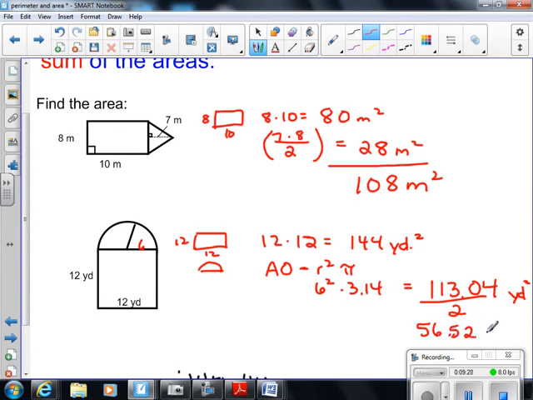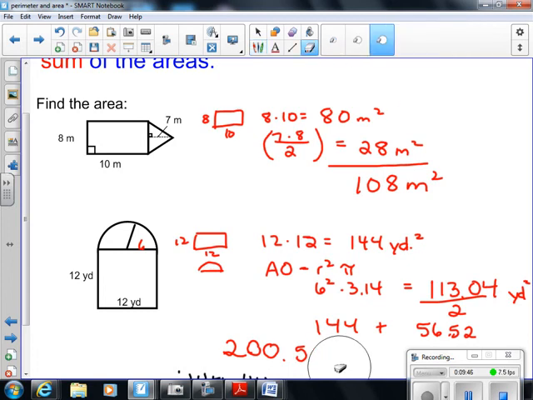Now what do I do? Right, combine them, and you get what? 200 and 54 hundredths. 52 hundredths. Yards squared, or square yards.